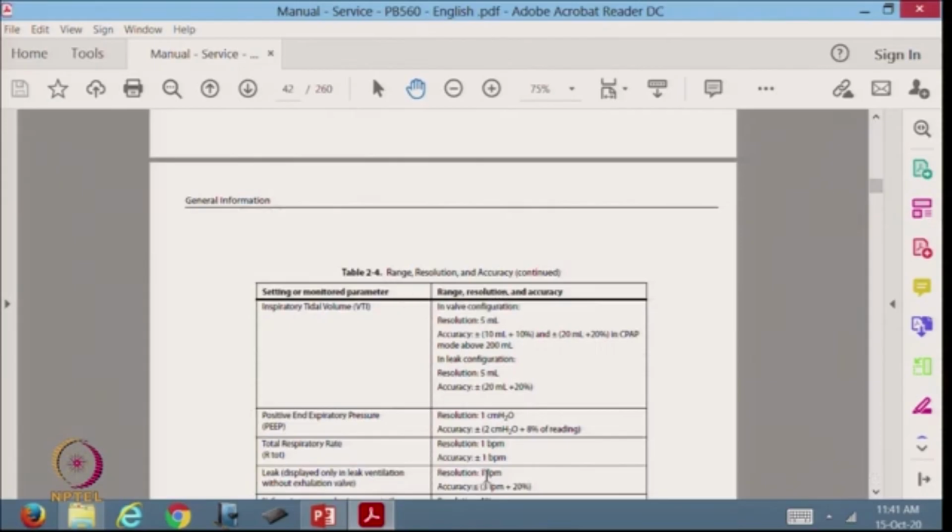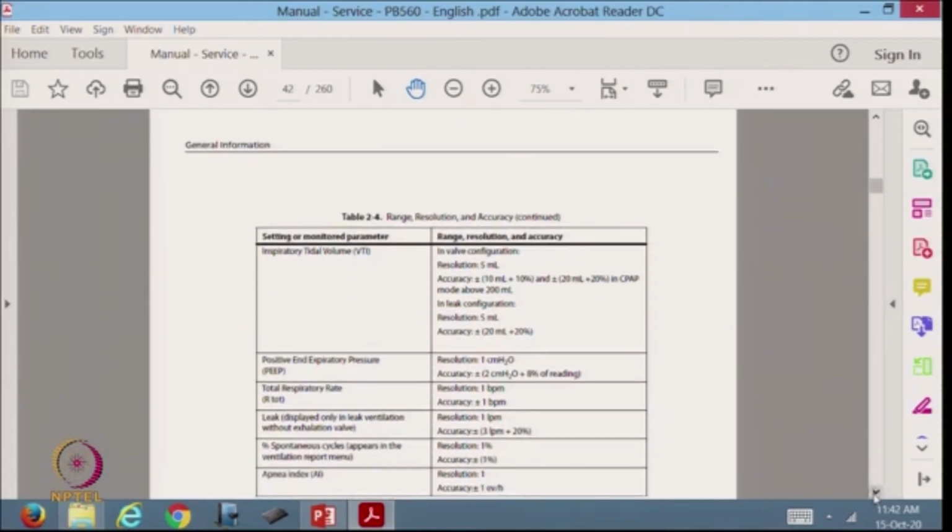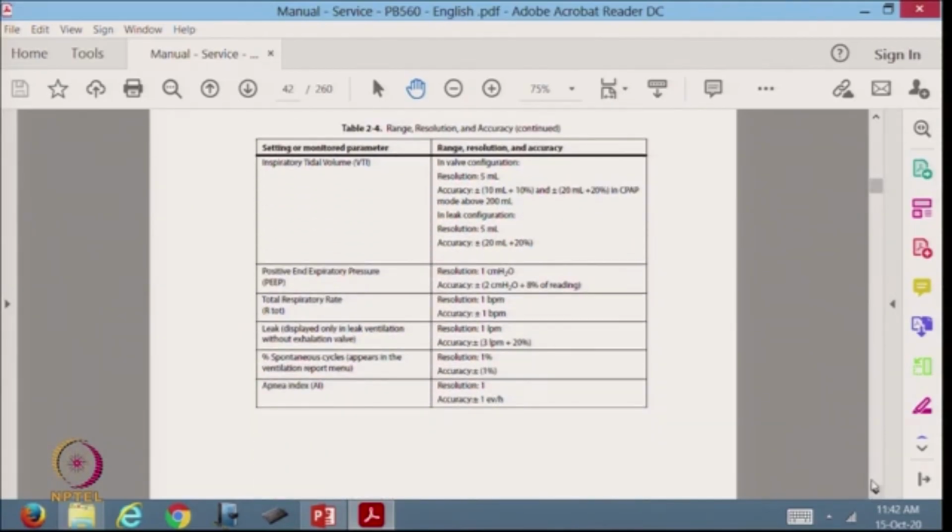Range, resolution and accuracy. You have positive end expiratory pressure. It says resolution 1 centimeter of water, accuracy plus minus 2 centimeters of water plus 8% of reading. So, it is telling you the accuracy in that particular measurement. Then total respiratory rate, resolution 1 breath per minute, accuracy plus minus 1 breath per minute. So, this is the rate at which it is able to measure how many times we breathe in and breathe out in a minute. Leak from the ventilator, resolution 1 liter per minute, accuracy plus minus 3 liters per minute plus 20%.